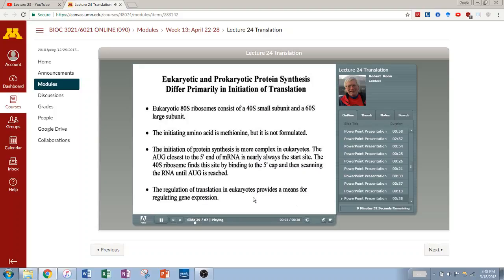Eukaryotic 80S ribosomes consist of a 40S small subunit and a 60S large subunit. The initiating amino acid in eukaryotes is methionine, not N-formyl methionine. The initiation of protein synthesis usually occurs at the AUG closest to the 5' end of the messenger RNA. The 40S ribosome finds this site by binding to the 5' cap and then scanning the RNA until AUG is reached. The regulation of translation in eukaryotes provides a means for regulating gene expression.